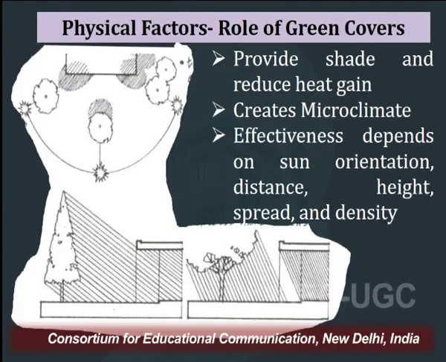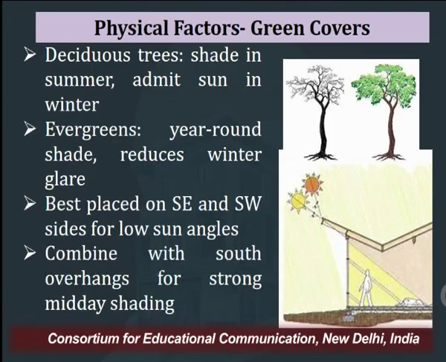Its effectiveness depends upon how the sun is oriented, what the distance is between the house and the tree that has been planted, what the height of the tree is, what the spread of the tree is, and what the density of the tree is. On these aspects, the exact role of the vegetation can be evaluated. For example, deciduous trees shade in the summer and admit sunlight in winter. So, if we are placing deciduous trees around the boundary along with the overhangs, it will help in letting the sunlight in and blocking the sunlight when not required.